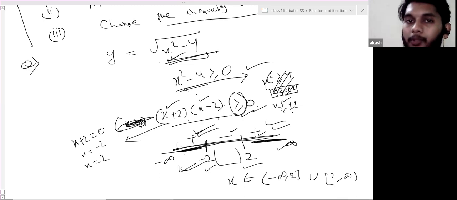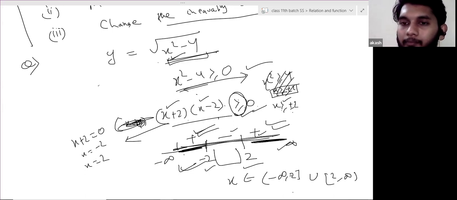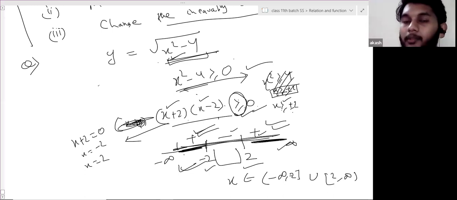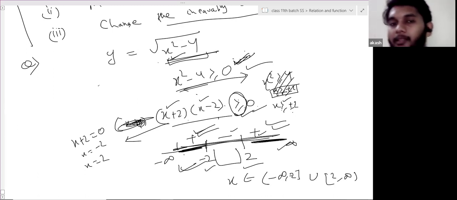Now you can check. If you put minus 3, so minus 3 square is 9, minus 4 is 5, under root 5 is valid. This thing is clear or not? All right, please note it down. And also, you can only apply this when the right hand side is 0. If that is not 0, then bring everything to one side, then factorize and repeat the same steps. All right.